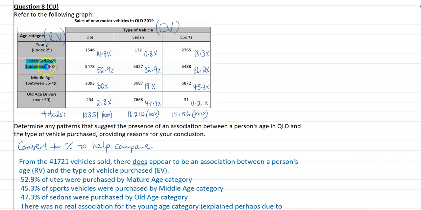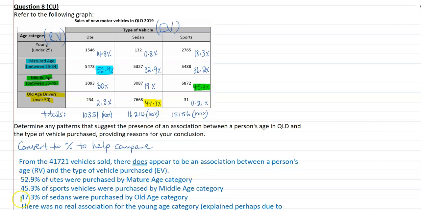For mature age, this 52.9% purchases of utes stands out to me. For middle age, the sports vehicles at 45.3% stands out. For older age drivers, the sedan at 47.3% stands out. So from the 41,721 vehicles sold, there does appear to be an association between a person's age, which is your response variable, and the type of vehicle purchased.